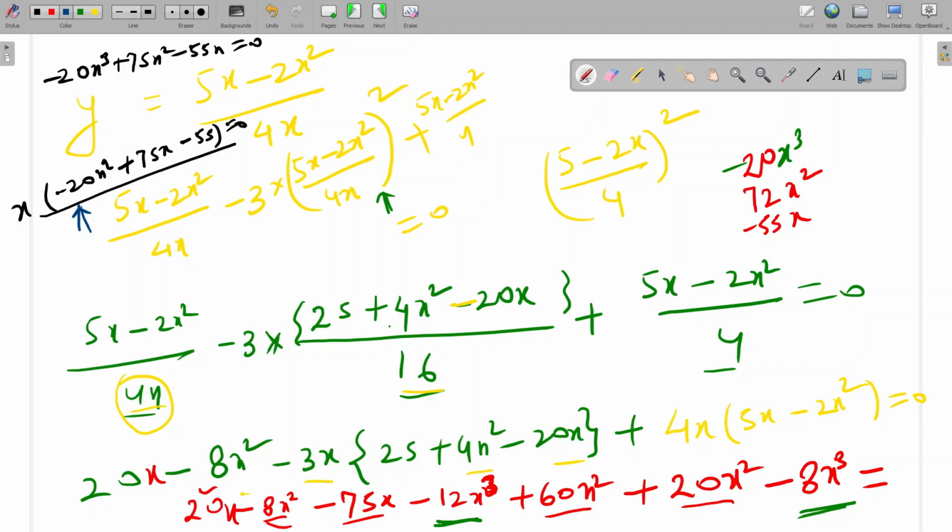Okay, a value is minus 20, b is 75, and c is minus 55. We are getting the x value 11 by 4. X is equal to 11 by 4. Anyone got this value? Yes, sir, 11 by 4 and the other is 1.